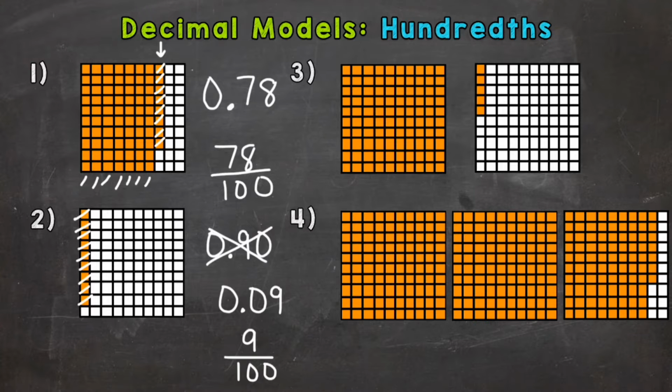So on to number 3, and with numbers 3 and 4, we actually have whole numbers and then a decimal or fraction. So for example, number 3, our first square here, is completely filled in. So that represents 1 whole. And then we have our decimal portion over here. So we have 1/100th, 2/100ths, 3/100ths, 4/100ths, 5/100ths. So 1 whole and 5/100ths. So we would represent that as 1 and 5/100ths.